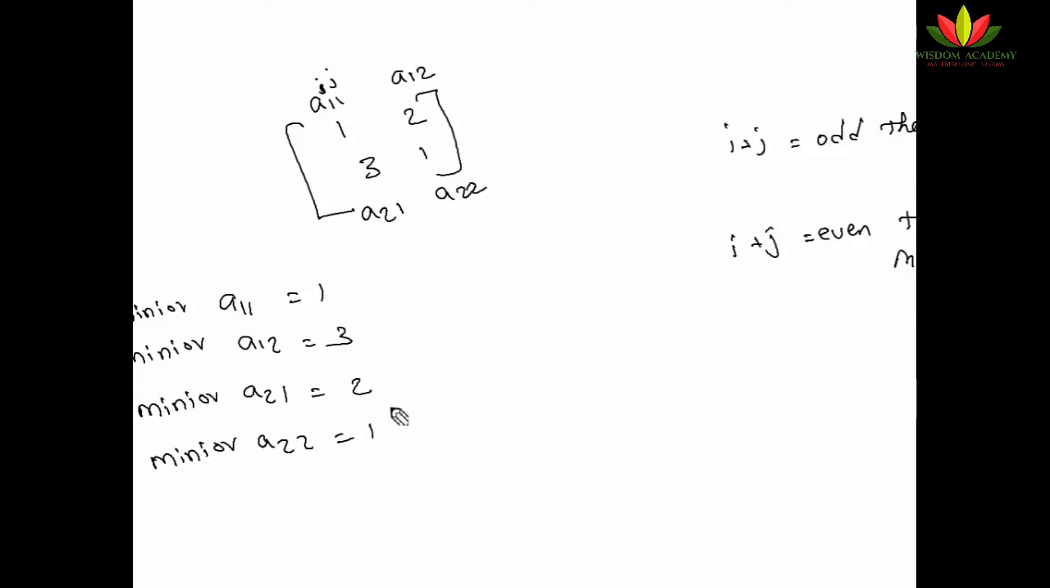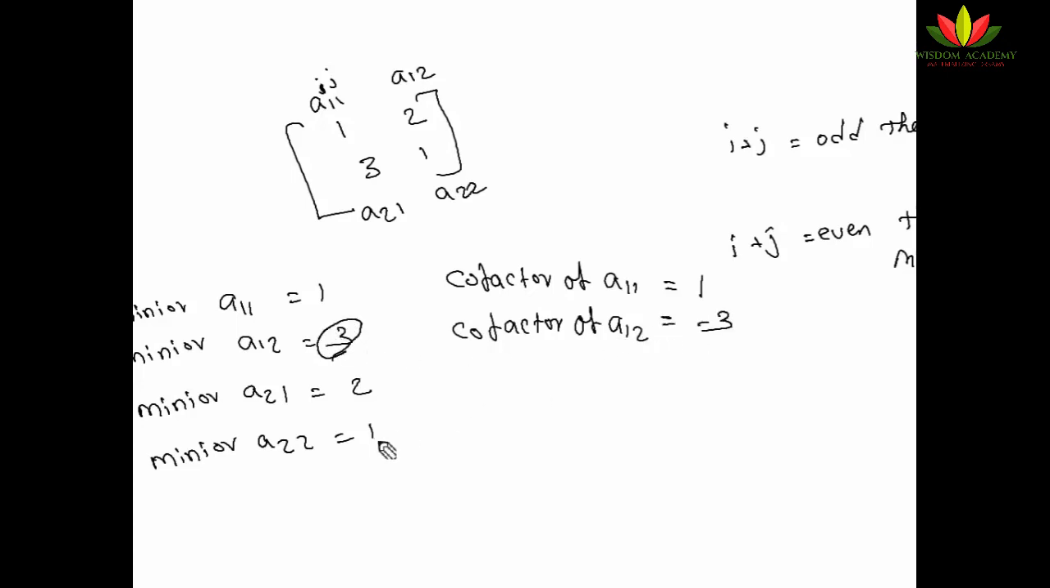Okay, this is minor. To find a cofactor, I will write cofactor of A11. So I have 1 plus 1, right? i is 1 and j is 1. So 1 plus 1 is 2. 2 is even, so I will write my minor as it is. Similarly, here A12, 1 plus 2 is 3. 3 is odd, so I will use negation of my minor, that is minus 3.